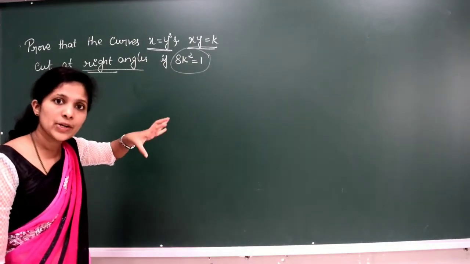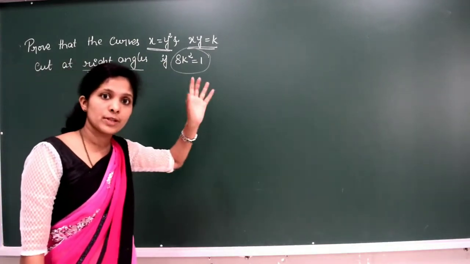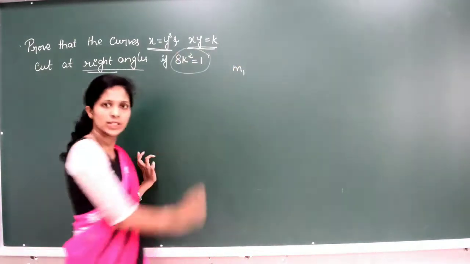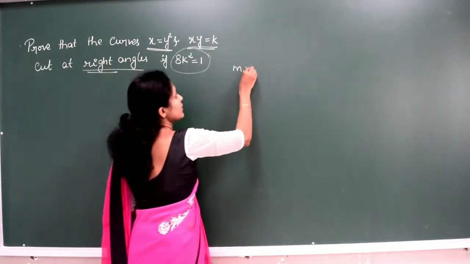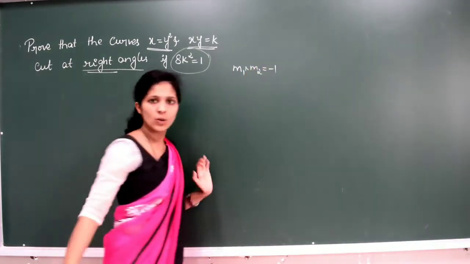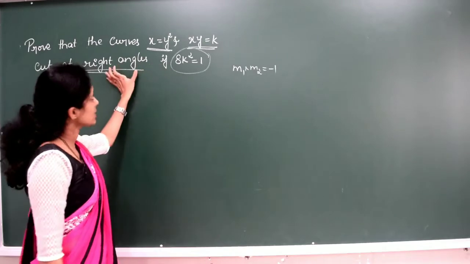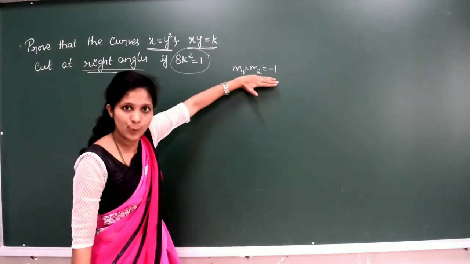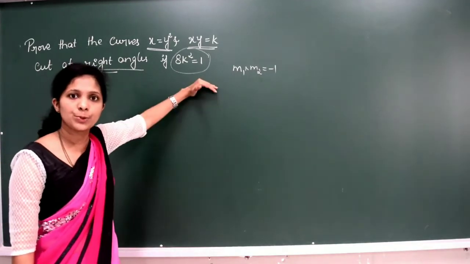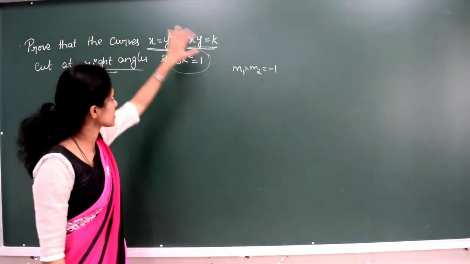Whenever they are perpendicular to each other, the product of the slopes, that is if I consider the slope of the first one as m1 and the second one as m2, then the product should be equal to -1. Remember, this is possible only when 8k square is equal to 1. So we need to prove this one. Is it clear? First we will start with this one.